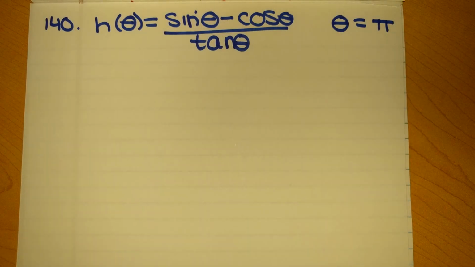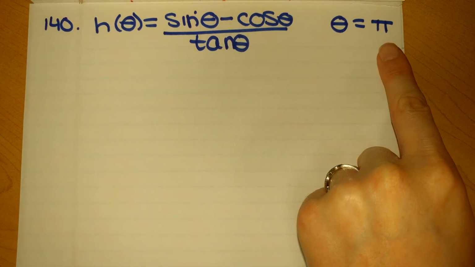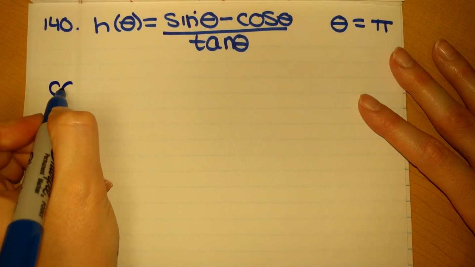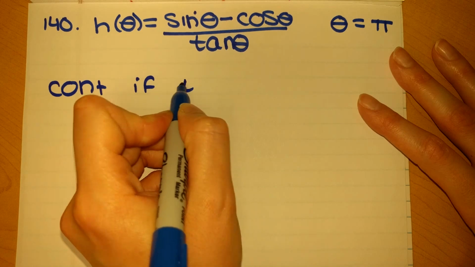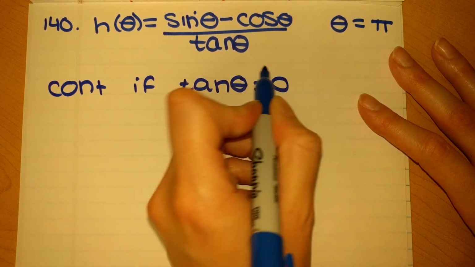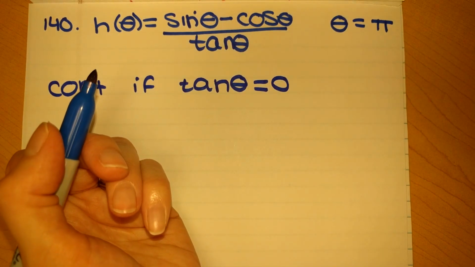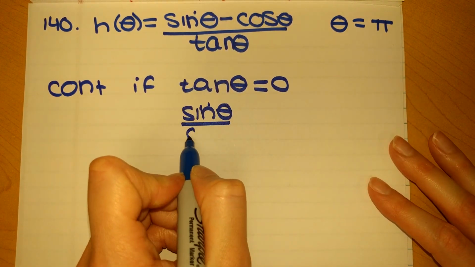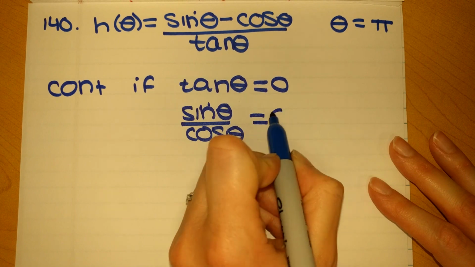Asking, is the function continuous at theta is equal to pi? And usually what we do is we just set the denominator equal to 0, but when you set the denominator equal to 0, you have tangent theta, and then you have to solve tangent theta. So yes, it is true it's continuous if tangent theta is equal to 0, but how do you solve tangent theta is equal to 0? You've got to convert it into sine of theta over cosine of theta is equal to 0.